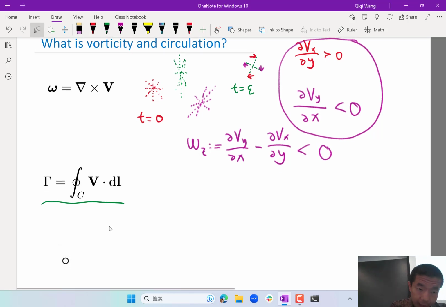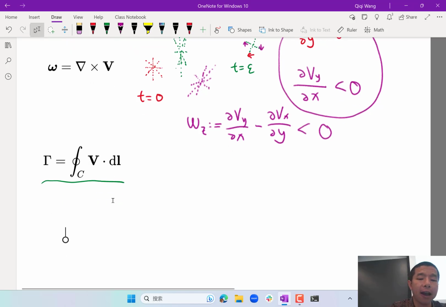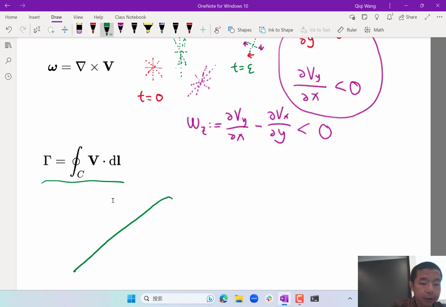And circulation is going to be quite useful. For example, if you have an airplane and you have a vortex over here, you can take a contour around this vortex. So this is the contour C, and we know the flow velocity rotates around the contour. So if you integrate along the contour in this direction, you should get a non-zero contour integral of the velocity.